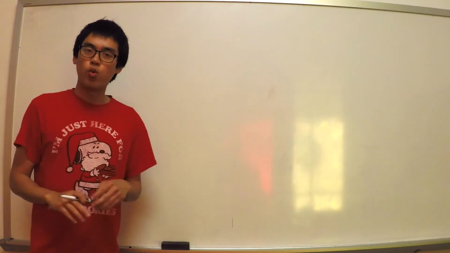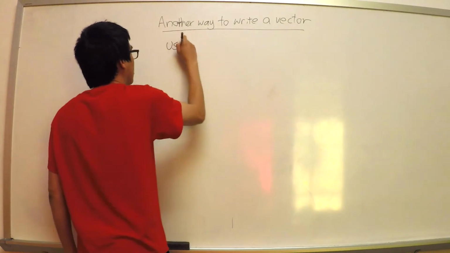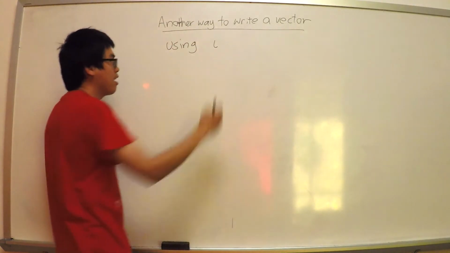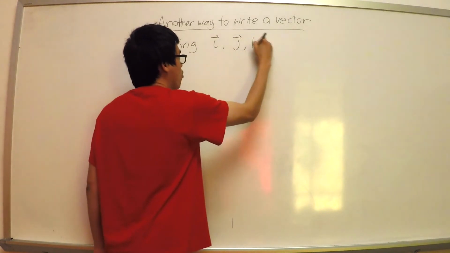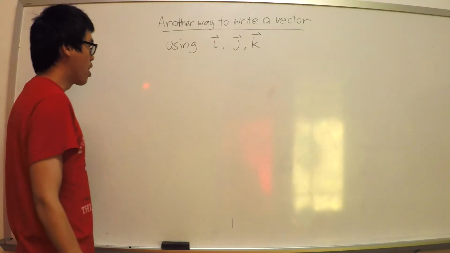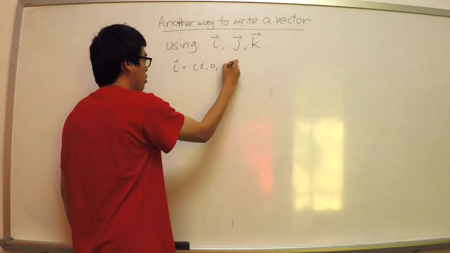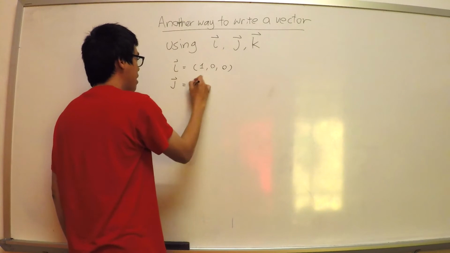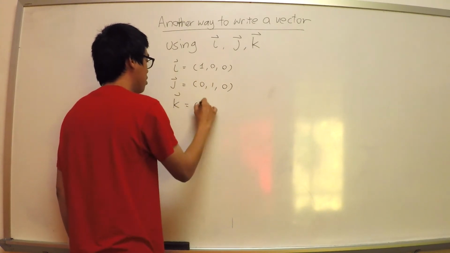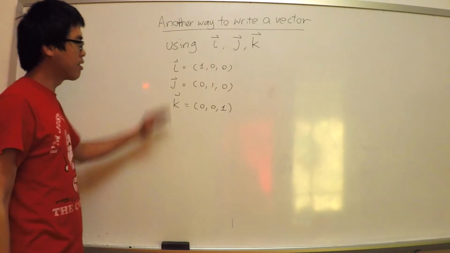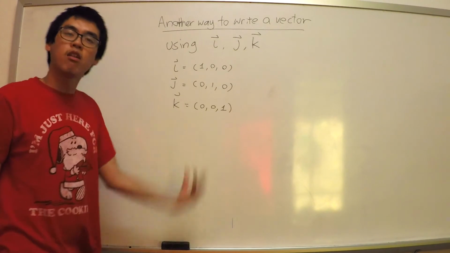There's another way to represent a vector, which is IJK notation. So you write down i with an arrow on top, j with an arrow on top, and k with an arrow on top. And the way it works is i is the same as (1, 0, 0). j is the same as (0, 1, 0). And k is the same as (0, 0, 1). Right? These are kind of like your building blocks. With these three vectors, you can achieve any vector you like.